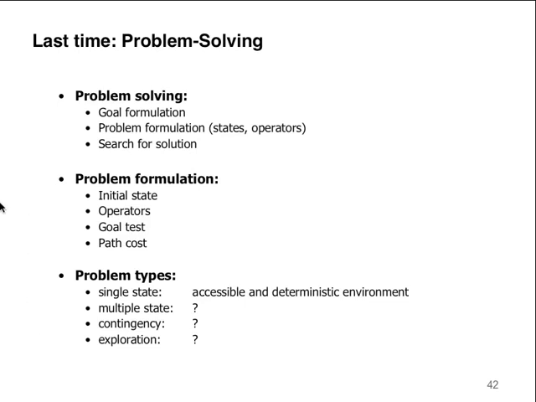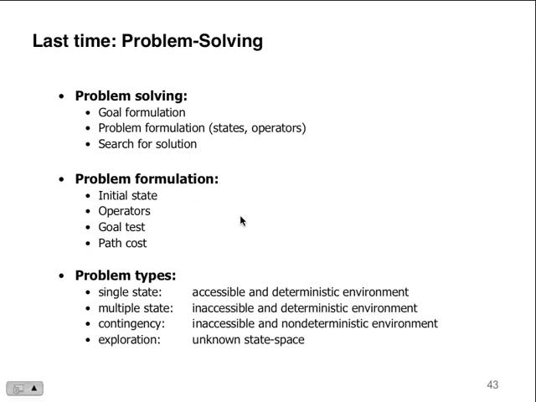And so what do we have here? We have the problem solving, which is looking at the goal formation, the problem formation, the states, the operators, the search for a solution, and then we have the problem formation stage of it, and then we have the problem types. The problem formations deal with the initial state, operators, goal test, path cost. This is vocabulary for you, by the way. This is why I'm going over it over and over again. Repetition is the way you're going to remember some of this stuff. And if not, you'll probably remember where to find it, maybe, which is slide number 43 of lecture 3.